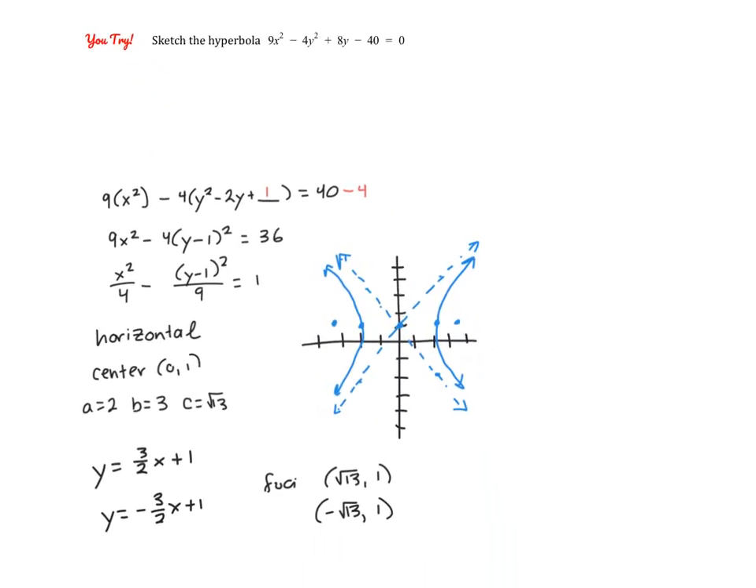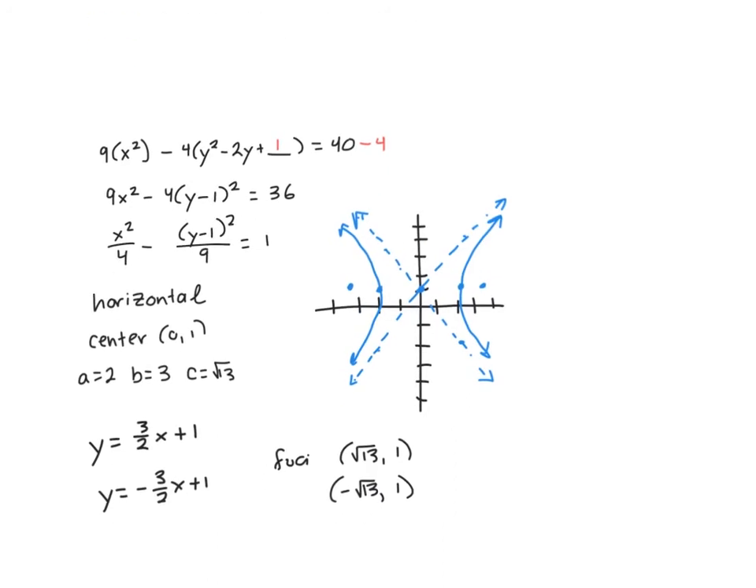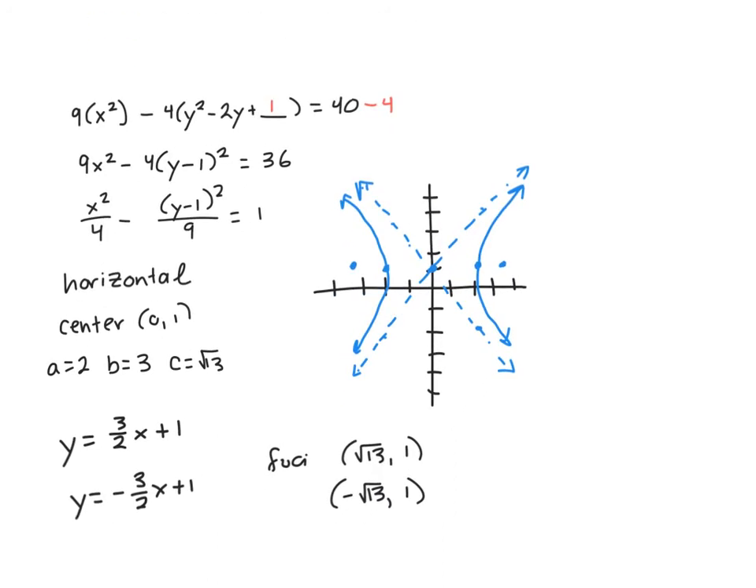Okay, so for this problem, the first thing you need to do is to put it into standard form. Just be careful because here, when you complete the square for your y trinomial, we are actually subtracting 4 from both sides. Put it into standard form, and here's what you have. So we have a horizontal hyperbola because x comes first. The center is at 0, +1. A is 2, b is 3, c is the square root of 13.